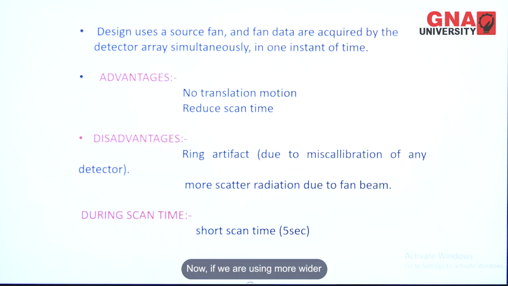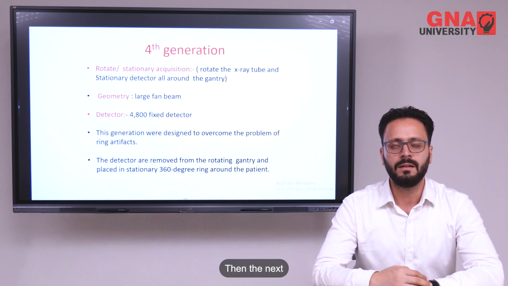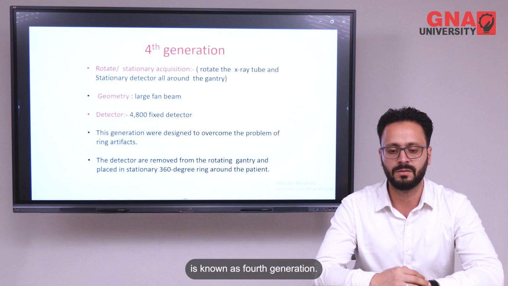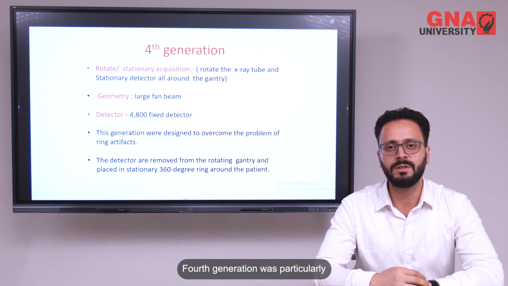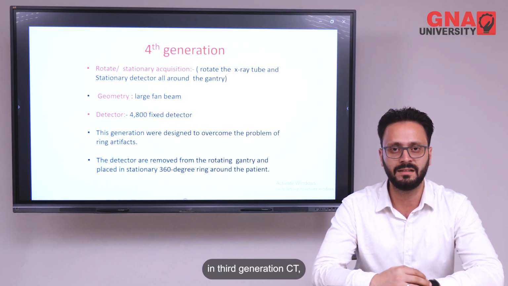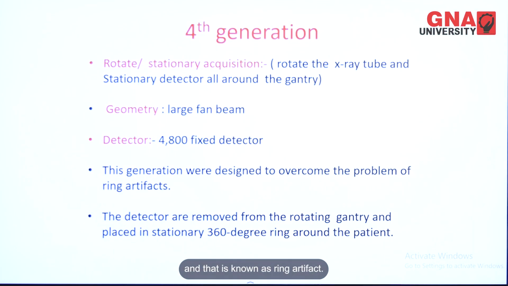Now if we are using a wider beam, that means more scatter radiation will arise, and here in one of the advantages, the total scan time was reduced to 5 seconds. Then the next generation of the CT is known as fourth generation. Fourth generation was particularly developed to eliminate the error that was encountered in third generation CT, and that's known as ring artifact. So talking about the geometry of the fourth generation, the geometry is known as rotate stationary geometry.